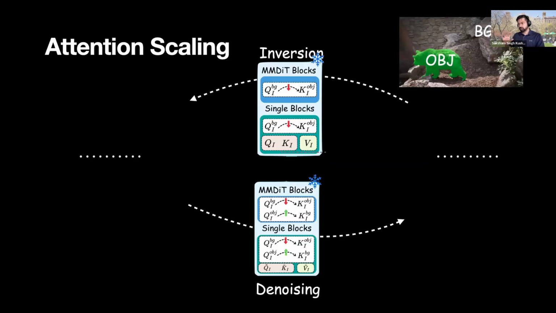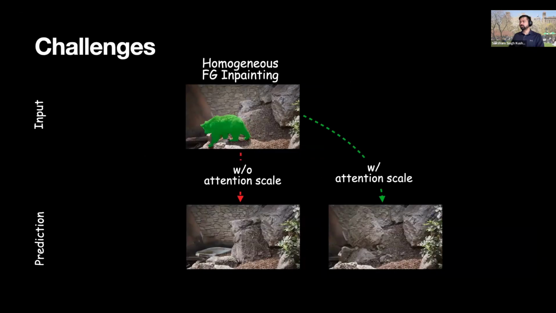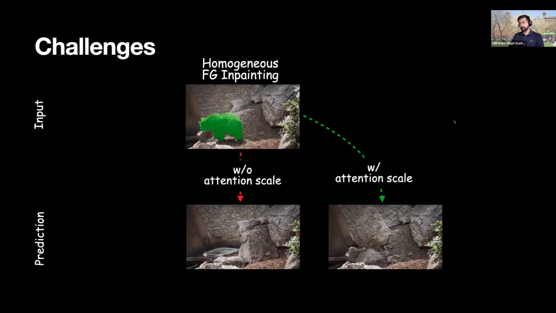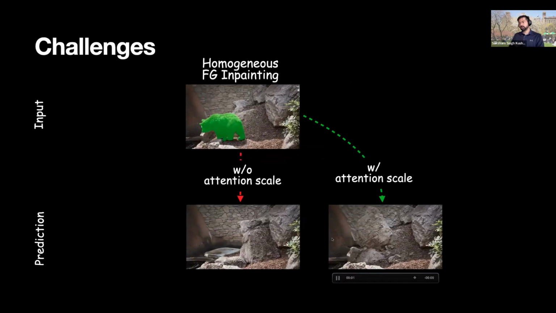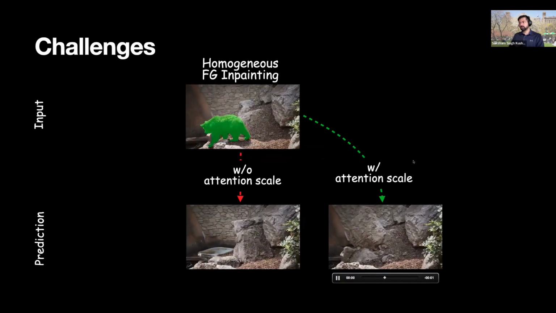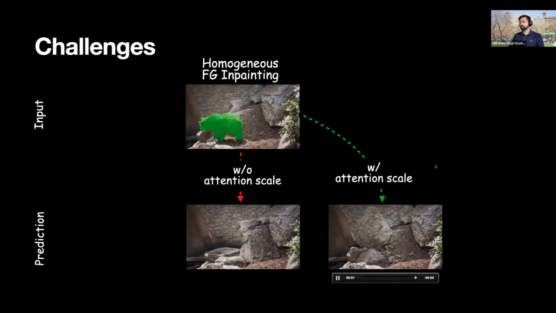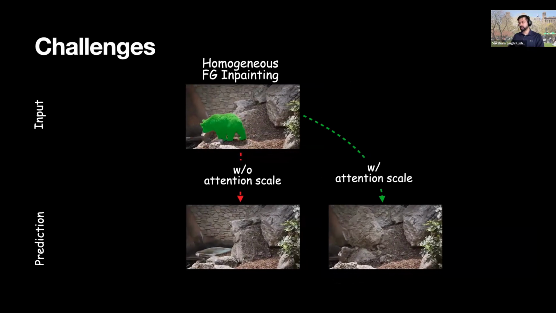And more formally, implementation-wise, during inversion and for denoising, we implement this throughout most of the initial time steps. And we observe that using this attention scaling, we can infill the region, or inpaint the foreground region, in a more natural way.